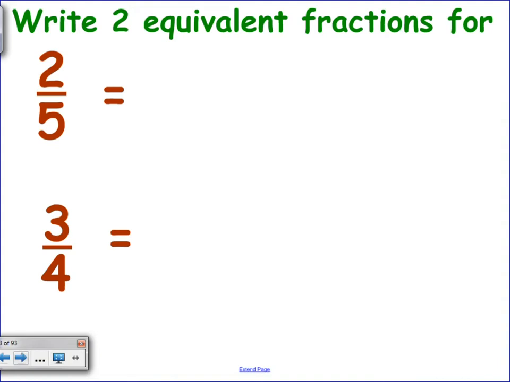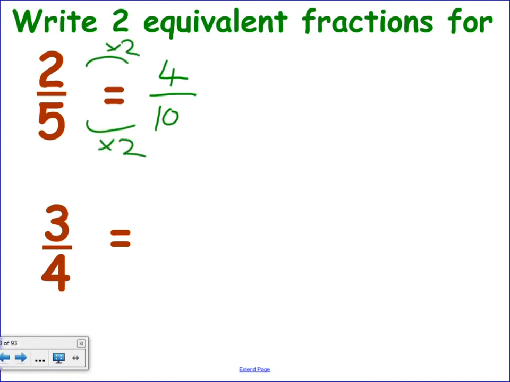What I'd like you to do is just write any two equivalent fractions for this and this. So 2/5 and 3/4. What other ways could I make them equivalent? How else could I write them? Let's do this. Michael, you said for the first one, 4 over 10. And how did you get that? So I'm less interested in answers, more the processes. Just by doubling both of them. So he's multiplied the top and the bottom by 2.